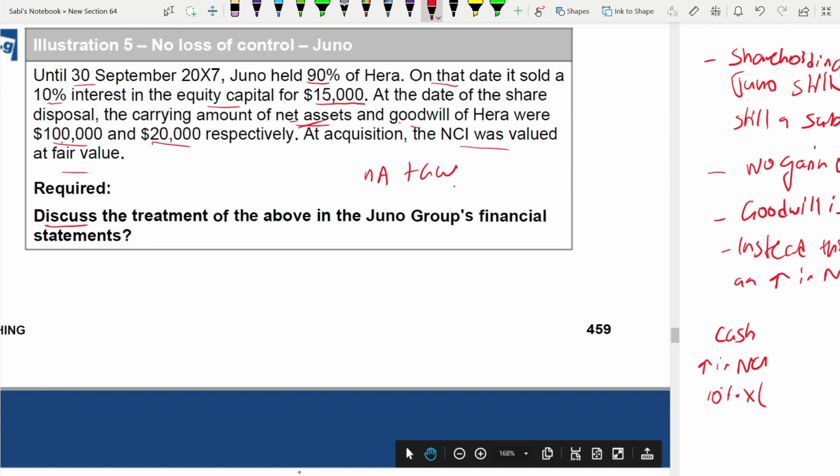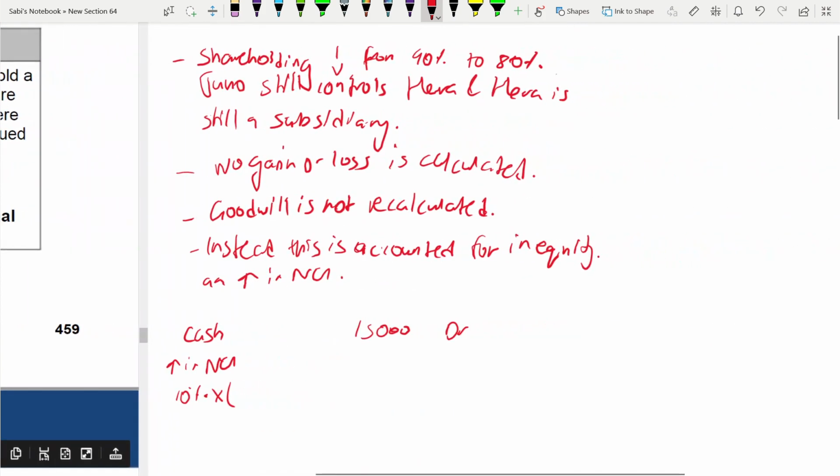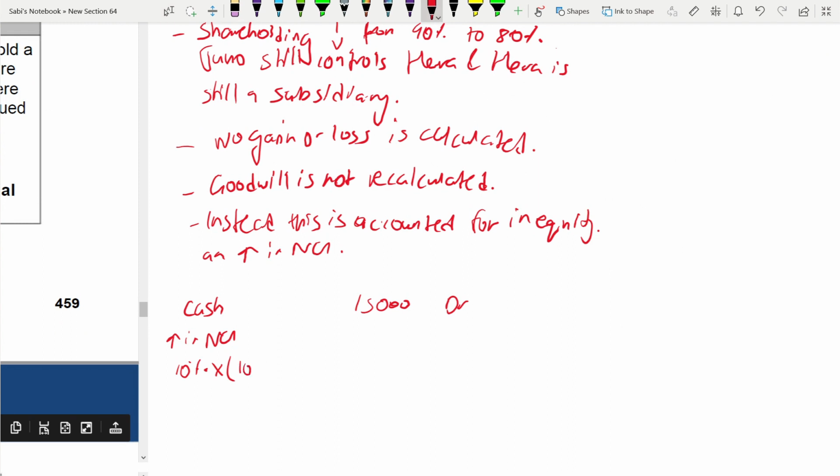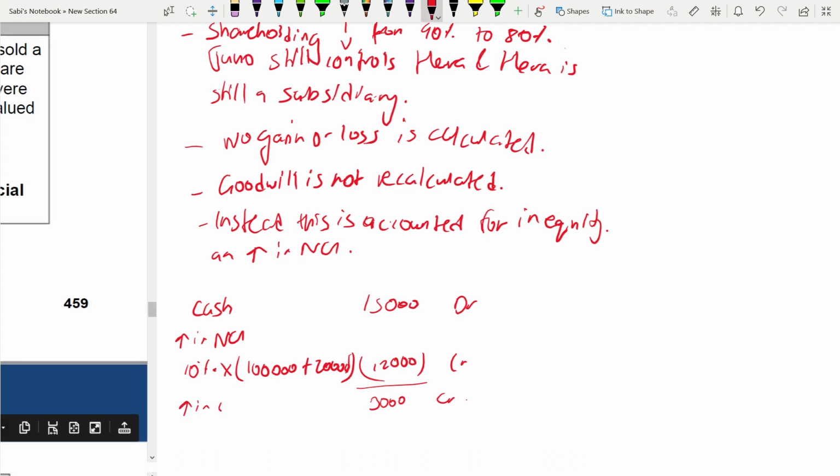Net assets are 100,000, goodwill is 20,000. We saw that in the previous slide. So 100,000 net assets plus 20,000 goodwill. On that you apply 10%, which is 12,000. This is a credit balance. Now you are left with 3,000, also a credit balance. It's an increase in other components of equity. So you can write in words that NCI is increased by 12,000. The difference between sale proceeds and increase in NCI is 3,000, and this will be recognized as an increase to equity. All these things you can write.